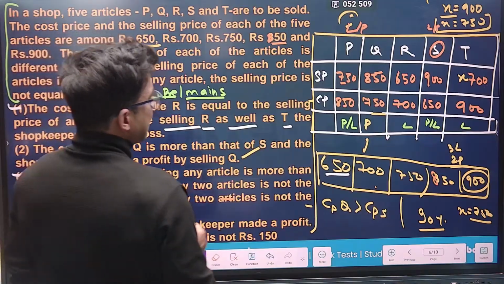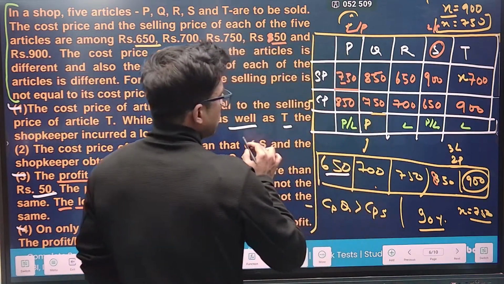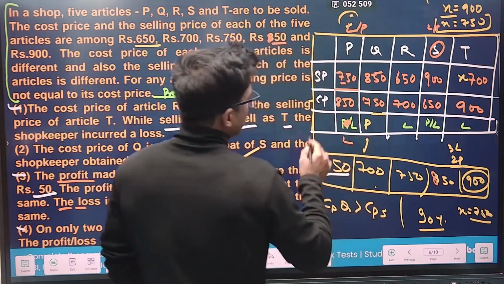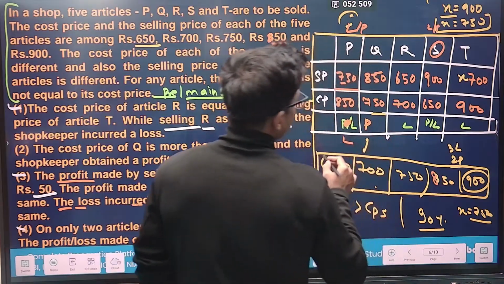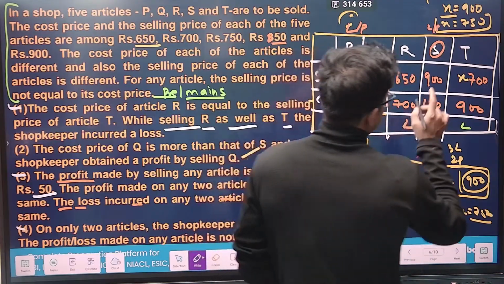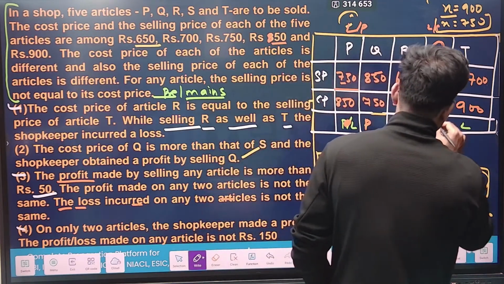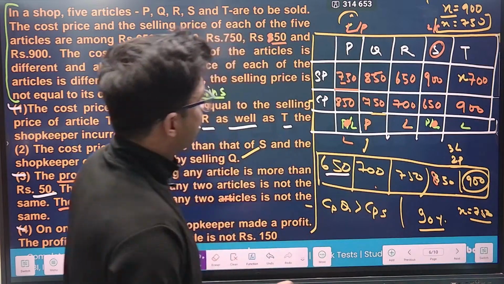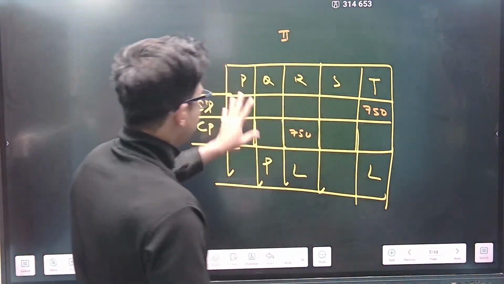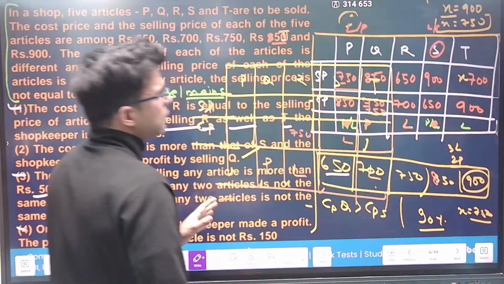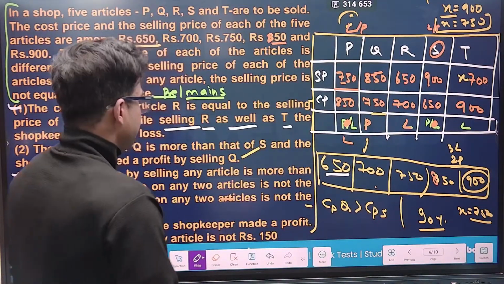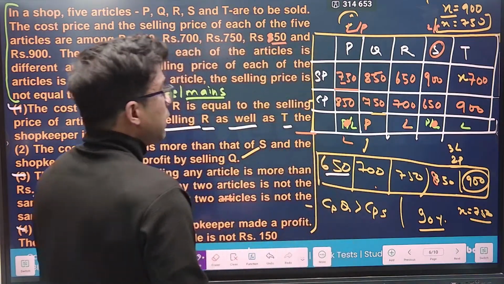Now see, the selling price is 750, then there is a loss. Of course, there is a loss. Q is having a profit, which is fine. R is having a loss, which is fine. S is having a profit, which is fine. 2 profits and 3 losses. You can also try this with case 2, but we have solved this question with case 1 only, so there is no need to go for case 2. This is a very interesting part of profit and loss based DI.